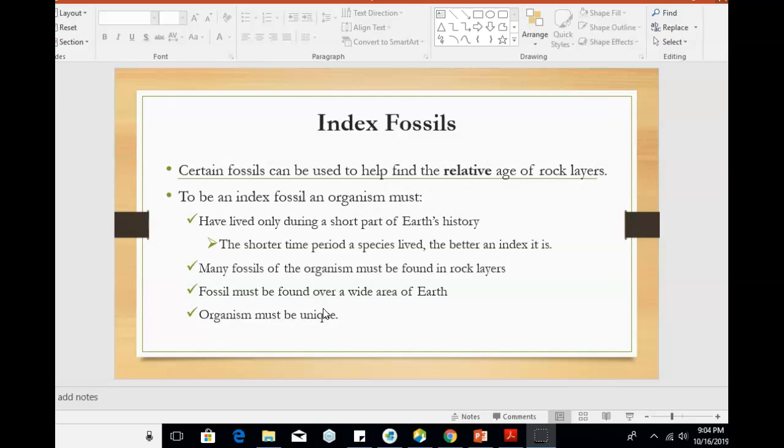And so the thing to remember about index fossils is that if you find an index fossil in rock A and another index fossil in rock B, and they could be on different sides of the world, but you know the age of that species of fossils, then they must be around the same age because they lived at the same time on our planet. So that's how they can be used as a comparison point.